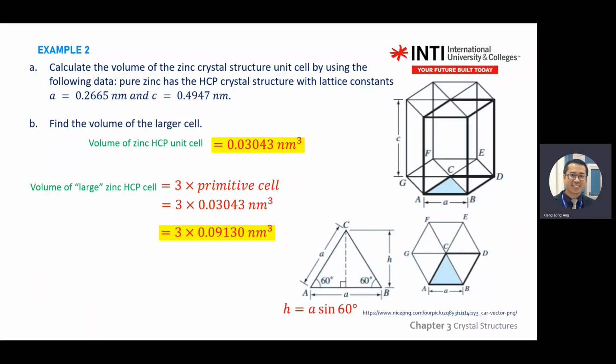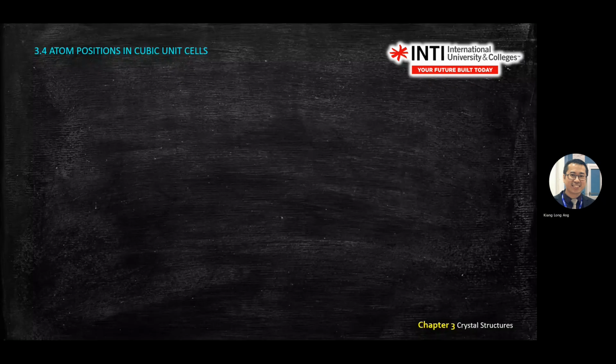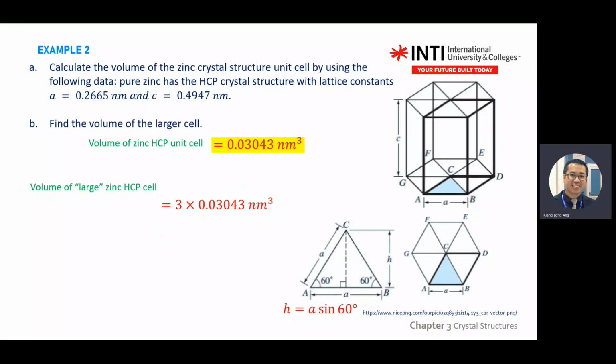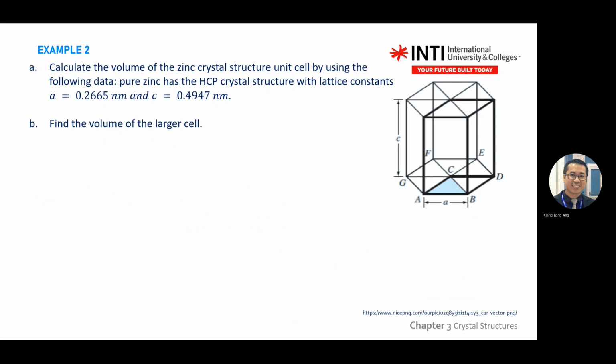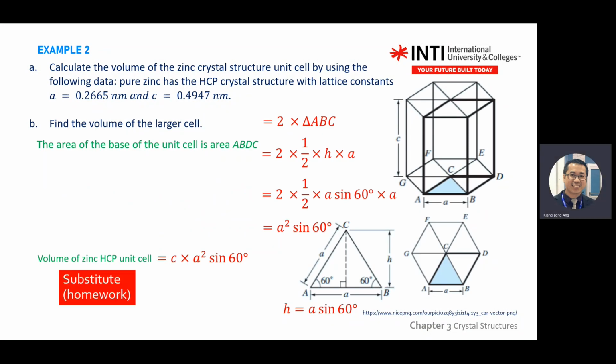For HCP, there is a special definition for large cell and simple cell. The simple cell is the part A. This one. This one.